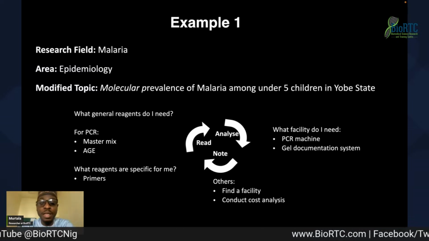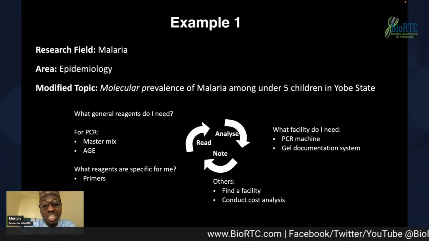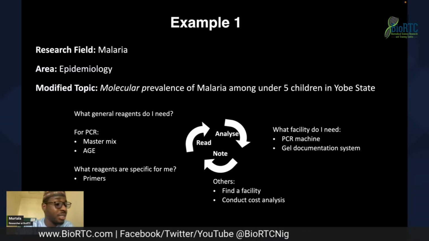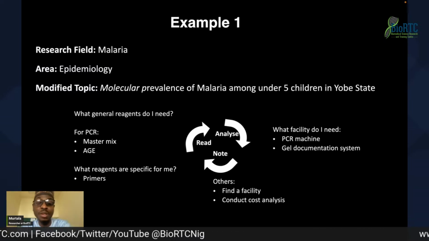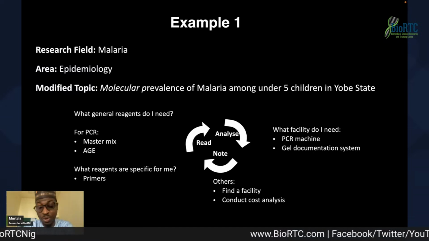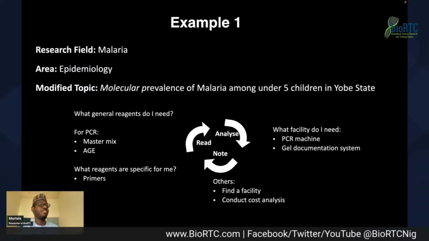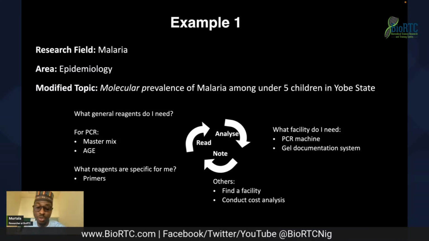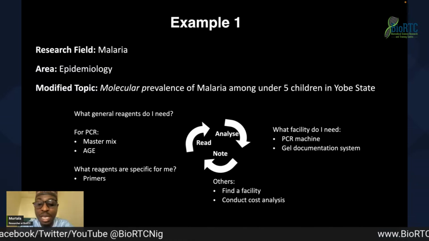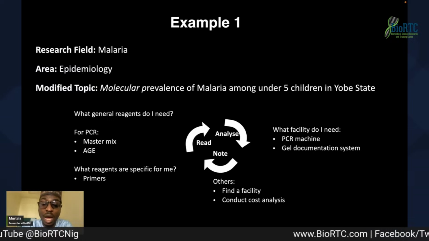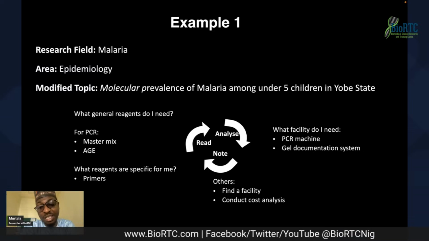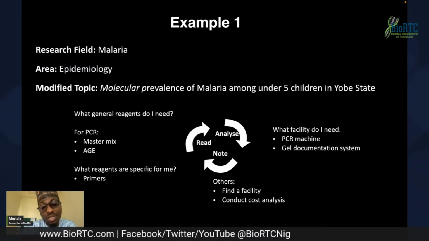Another consideration during your design is finding a facility like BioRTC. BioRTC is doing molecular diagnosis, but for example, they are not doing karyotyping, and you want to do both karyotyping and PCR. Then you can find another facility that does karyotyping, come to BioRTC and do your PCR, and then go to the other facility and do your karyotyping. So these are some of the things I mean by finding the facilities where you want to do your research. And definitely you need to conduct a cost analysis. Sometimes these things are very expensive, so you need to ask yourself, can I afford it?